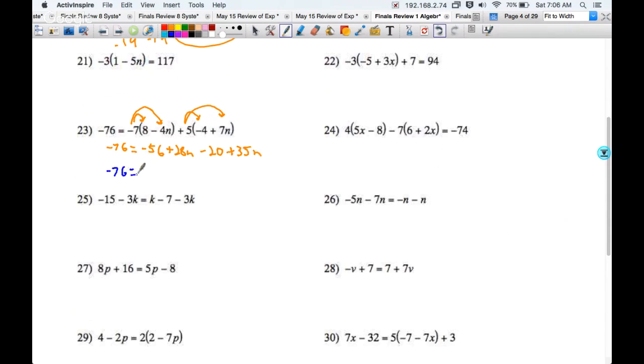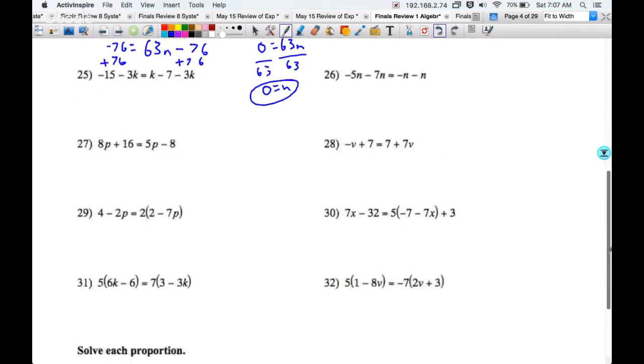Negative 76 equals, combine like terms, 28n and the 35n. When I add those together, I get 63n minus 76. When you add 76 to both sides, we get that 0 equals 63n. Divide both sides by 63. 0 equals n.